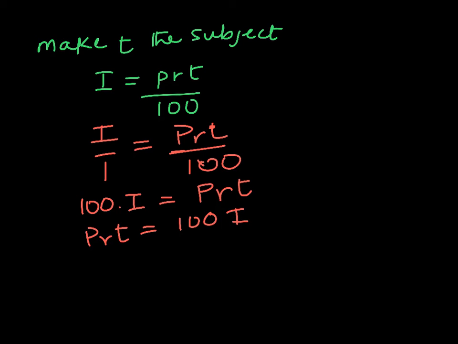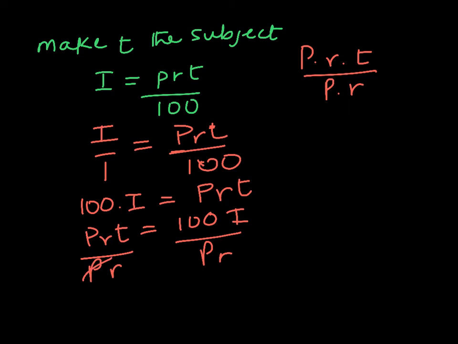Now we want to make only t the subject of the formula. The relationship between P, R and T is P times R times T. We only want to leave t alone, so we can divide by P times R. So divide this side by PR, and divide the other side too by PR. The PR cancels out on this side, and what we have left is t is equal to 100I divided by PR.